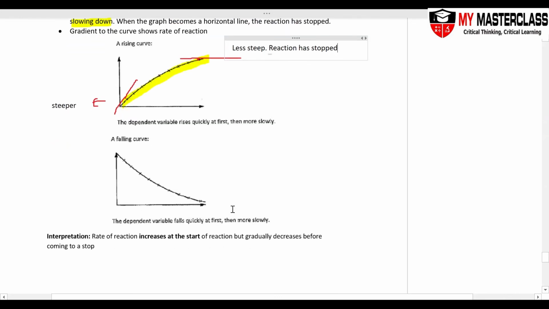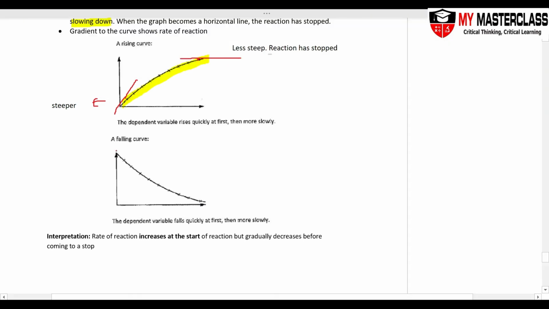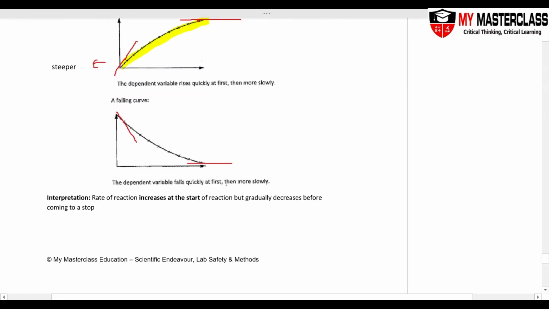Okay, and then this is a falling graph. The dependent variable falls quickly, then becomes slower. The idea is the same. At the start, if I draw a tangent, it is quite steep. And then towards the end, it is not so steep anymore. The reaction has stopped.